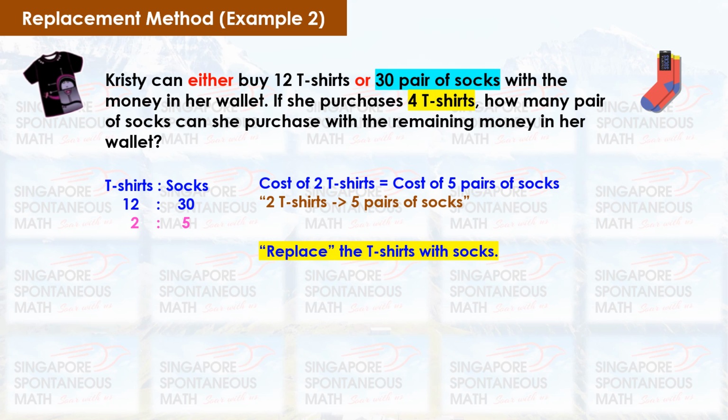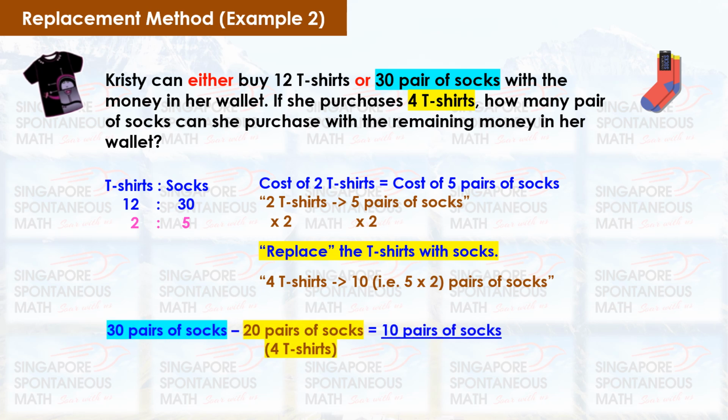Replace the t-shirts with socks. The cost of 4 t-shirts equals the cost of 10 pairs of socks. 5 times 2 equals 10. 30 minus 20 equals 10. Christy can purchase 10 pairs of socks with the remaining money in her wallet.